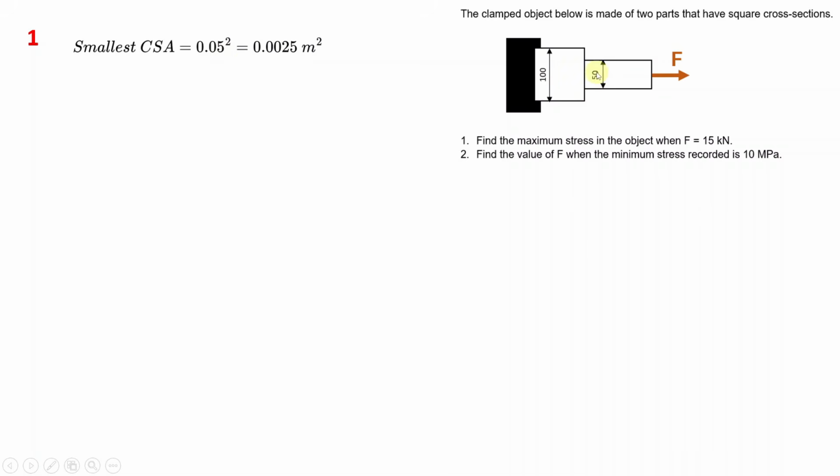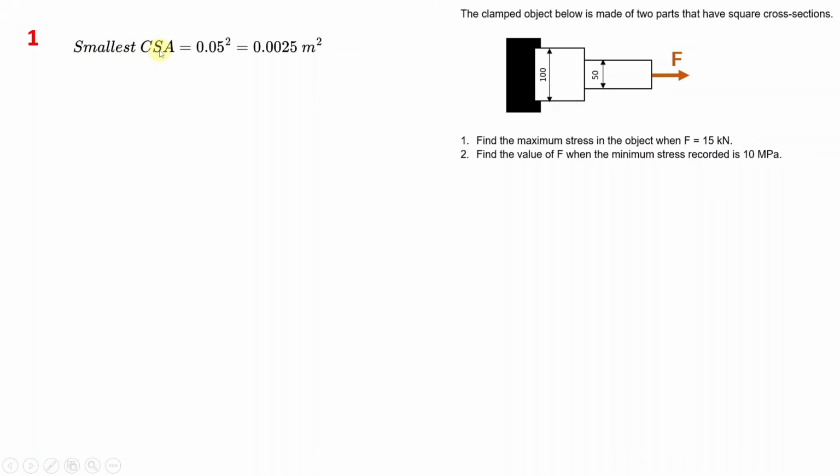And since the cross section is square, to get the area, you just need to multiply the side by itself, or to square the side. Okay, the area of a square is equal to one of the sides squared. In this case, it's 0.05 squared. And when you do that, you get the cross-section area as 0.0025 square meters. Okay, and that is the smallest cross-section area.